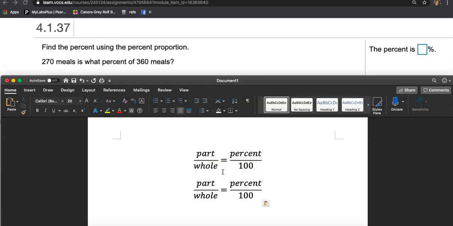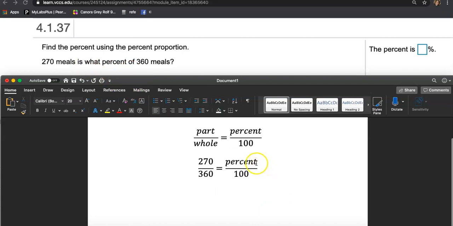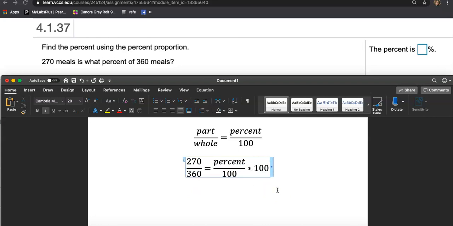270 meals is what percent of 360 meals? Whatever comes after "of" is going to be the total or the whole, so let me put 360 in the bottom of the fraction. And what goes on top of the fraction? 270. Now they're asking what percent, but if you want percent by itself, what will you do to both sides? Multiply both sides by 100.